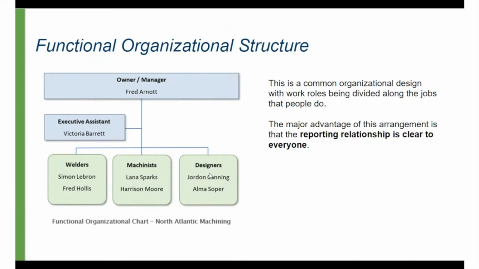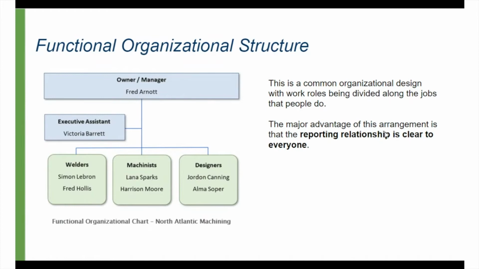And these people have common issues. The welders, for example, might need a new welding machine. Or the machinist might need a new lathe. Or the designers might need more computers. But these common elements coupled together certainly help in terms of getting a business organized. And support people, such as the executive assistant, are not in the direct line of the chain of order, right? So Fred Arnott, for example, manages these three departments, and the executive assistant provides support. So it gives a clear reporting relationship too, which is perfect because you know who your boss is and they know what you do.